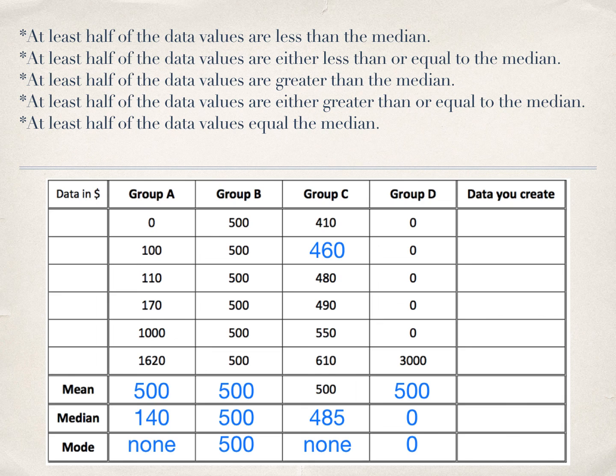And if you think about it, the statement at least half of the data values are greater than the median, for similar reasons, make sure you can see why this is, will be true sometimes, but not all of the time. And at least half of the data values are either greater than or equal to the median. That will always be true. At least half of the data values equal the median. That could be true under special circumstances, but not always.